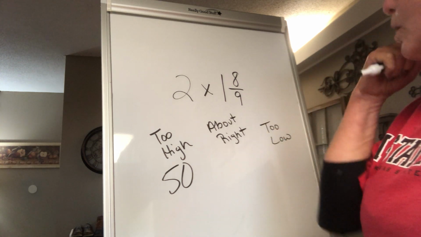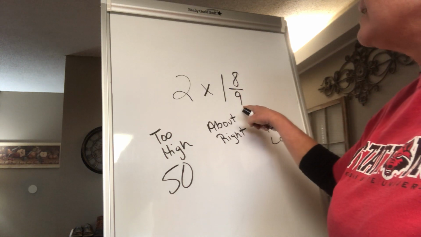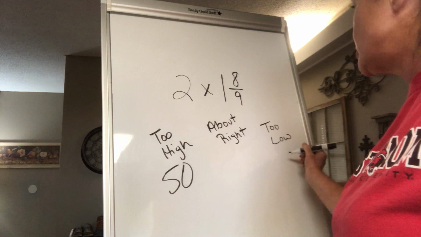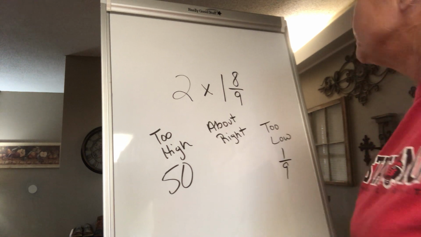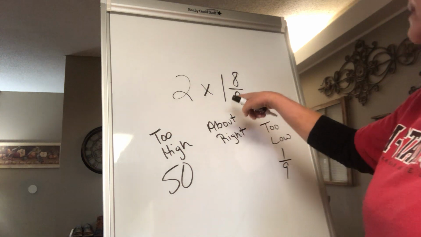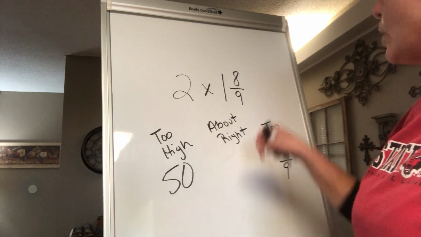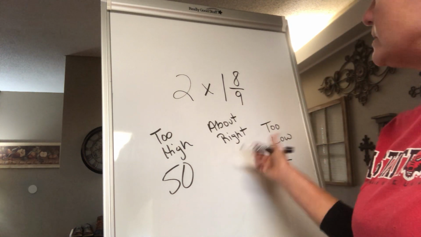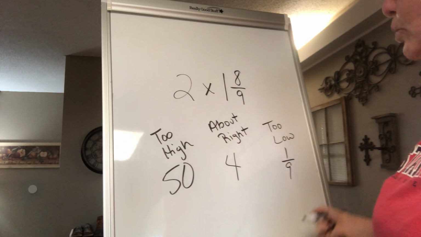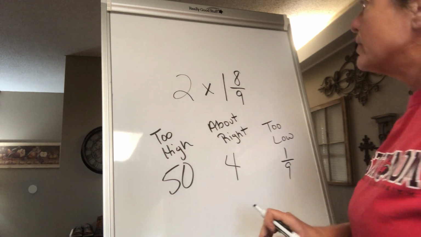Something that's too low. Now, on this one, I know that I have 1 and 8/9 2 times. So I know there's no way that this could be a fraction, so I'm going to say that 1/9 is too low. And my about right, I'm just going to look at this and I'll say, okay, 1 and 8/9, that's just almost 2. So if I just look at it and estimate 2 times 2, then I get about 4. I think 4 is about right. So then I can actually go and do the math.